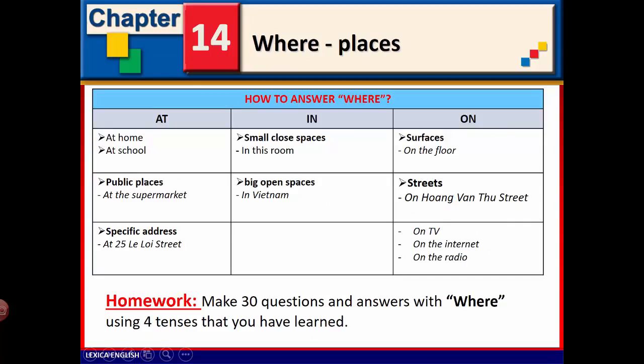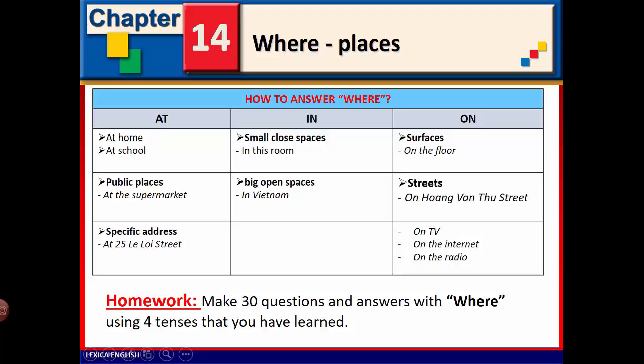Alright, you answer where with a place. And here we use at, in, and on. At, in, on. Where? At, in, on. Alright, at. We use at with at home, at school, at public places. Nơi công cộng.